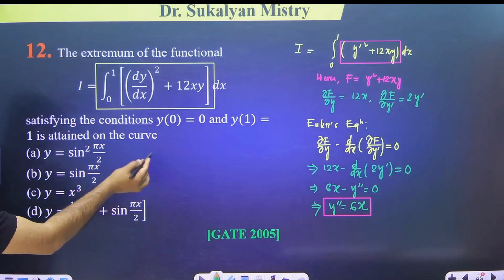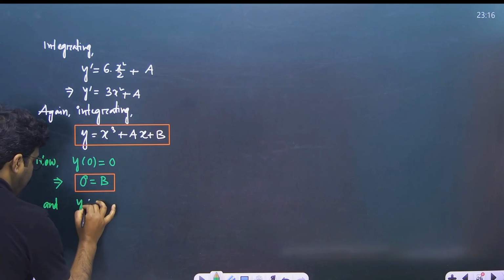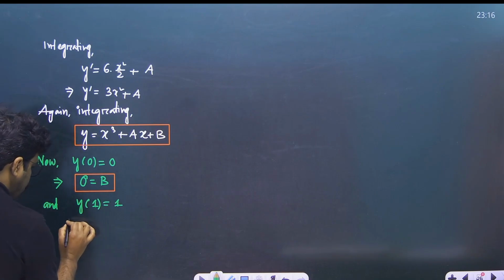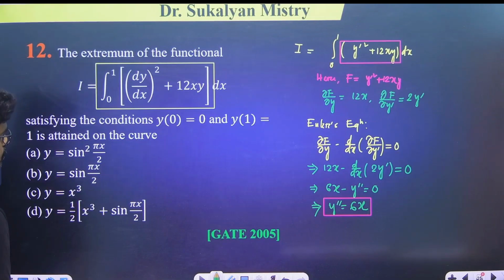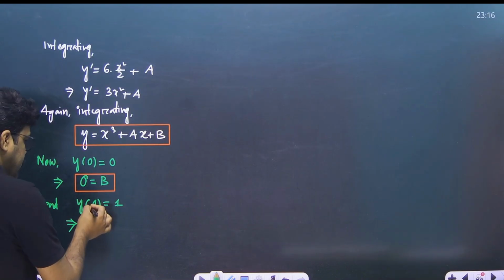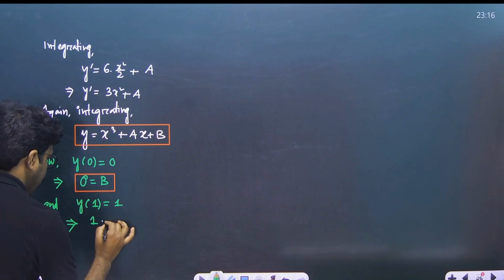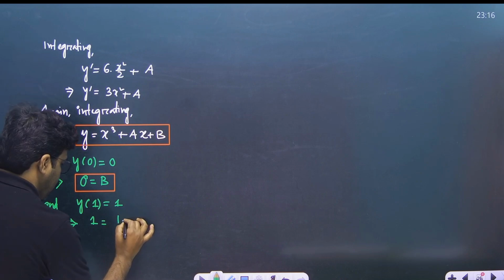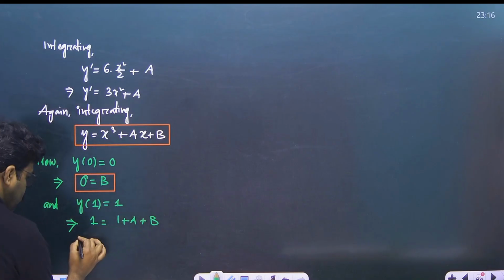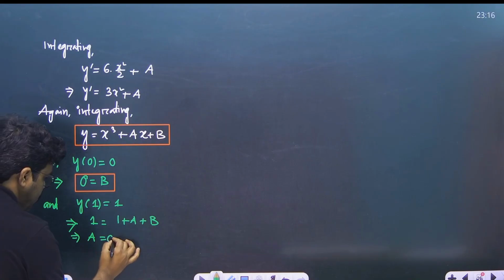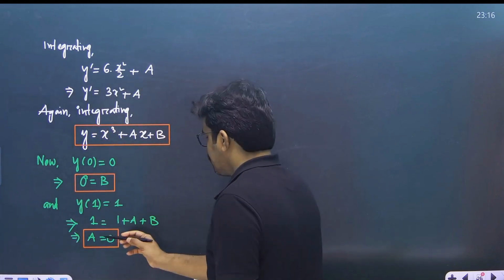From the second boundary condition, y(1) is equal to 1. That means when x is equal to 1, y is 1. So 1 plus a plus b. We get b is 0, so this implies a is also 0. So ultimately a is 0, b is 0.